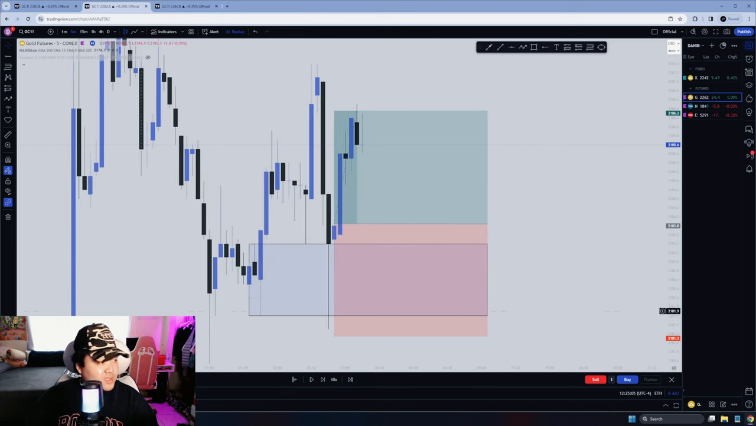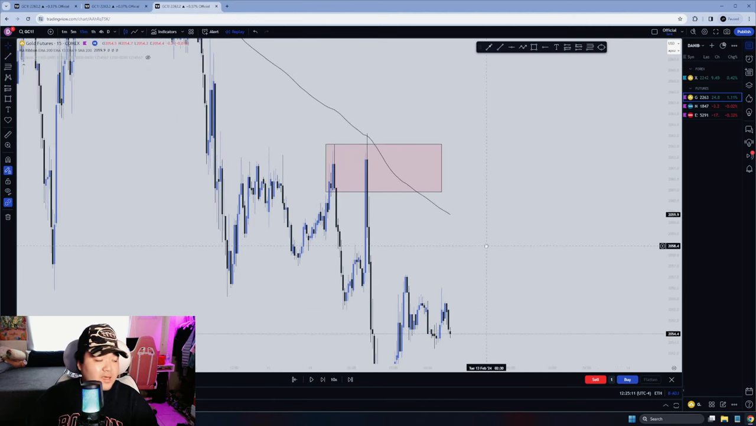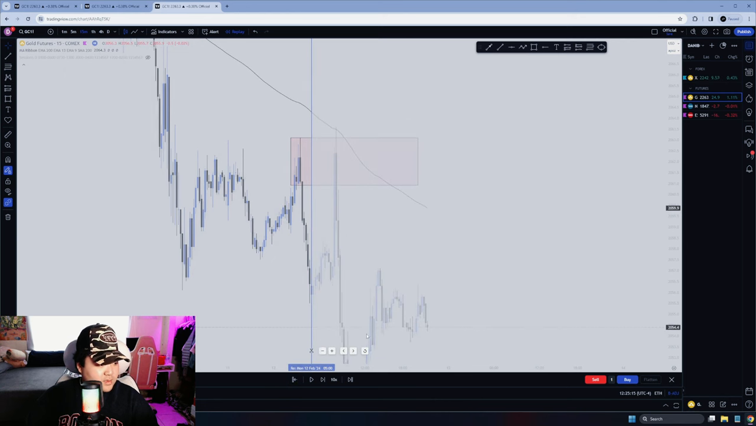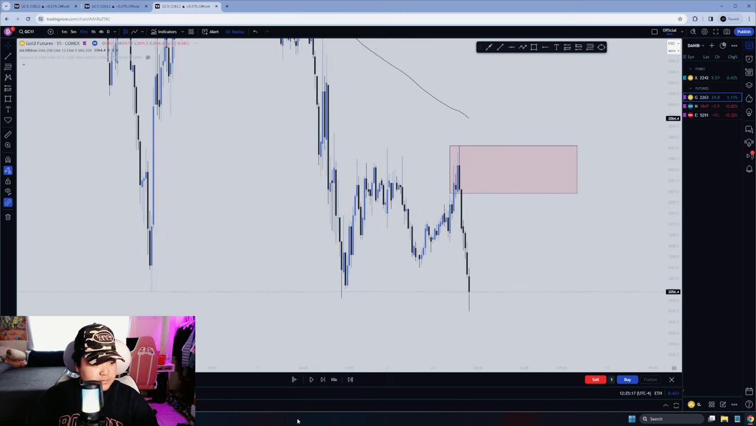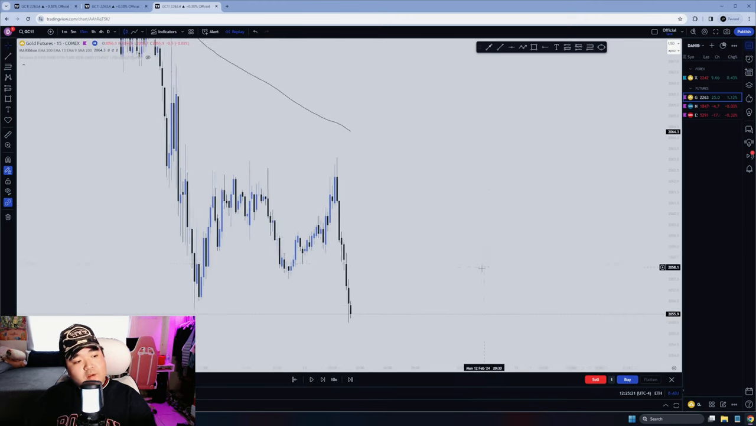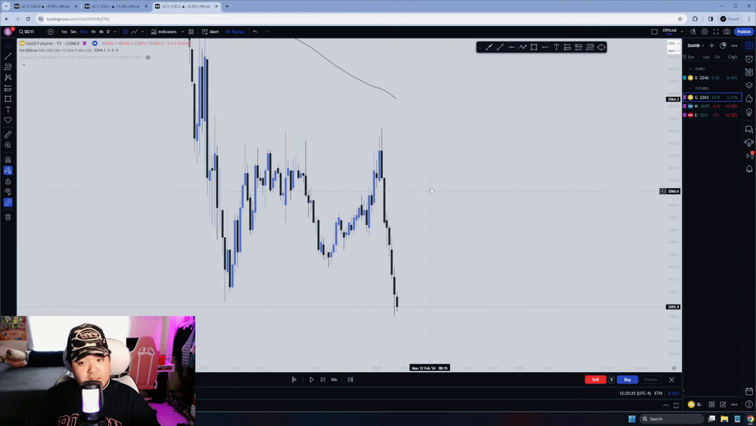So this was another demand. Now let's go over one more setup, okay? This is a supply setup, and again, it's the same thing, same thing over and over again. So let's clear this out. Obviously we are breaking structure to the downside. This is a 5-minute again. We're under the 200 EMA, okay?